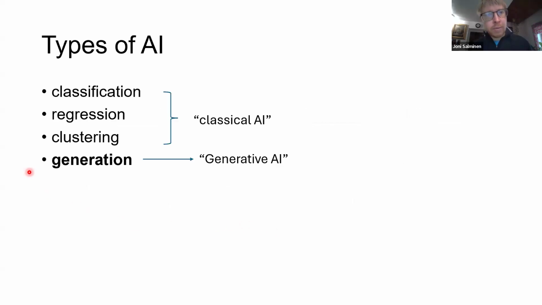So if you remember other forms of AI we have discussed, or machine learning, let's say applied machine learning. We had classification, regression, and clustering. The first two are supervised machine learning approaches where we deal with labeled data. And then clustering is an example of unsupervised machine learning where we deal with unlabeled data. These supervised and unsupervised methods are so-called classical AI approaches.